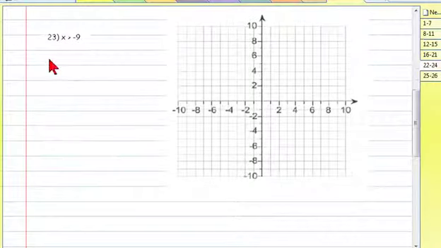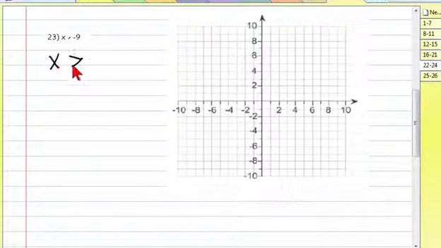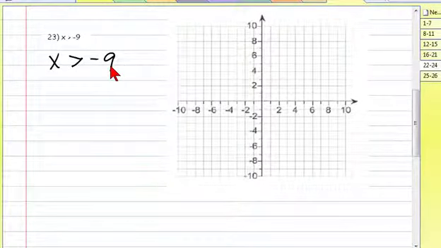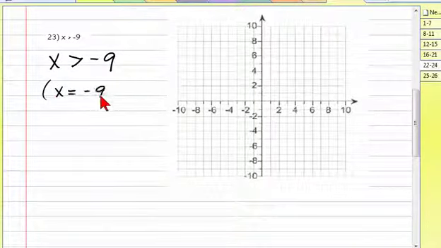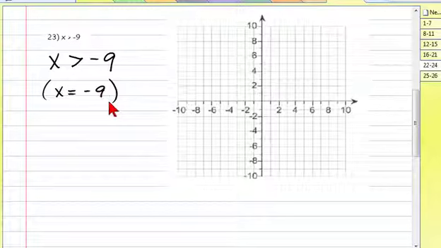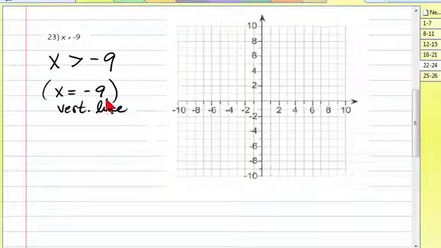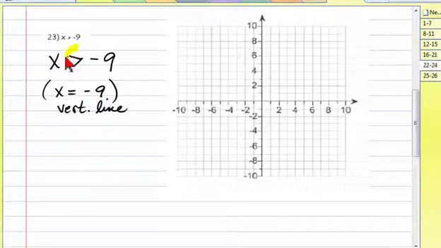23. The inequality is x is greater than -9. And you've noticed right away that there's no y in this problem. It's just an x. What kind of line will I be doing if I think about x equals -9? That would be a vertical line. All right, will it be a dotted or a solid vertical line based on that symbol? It will be dotted.